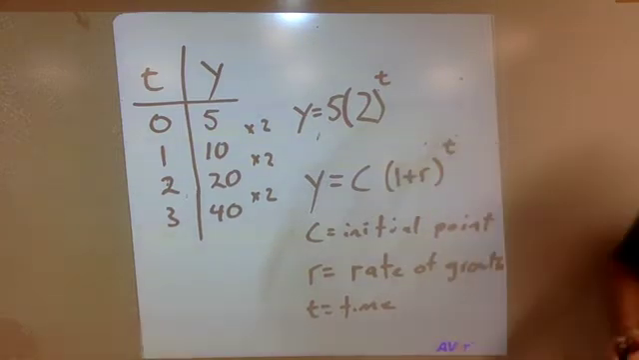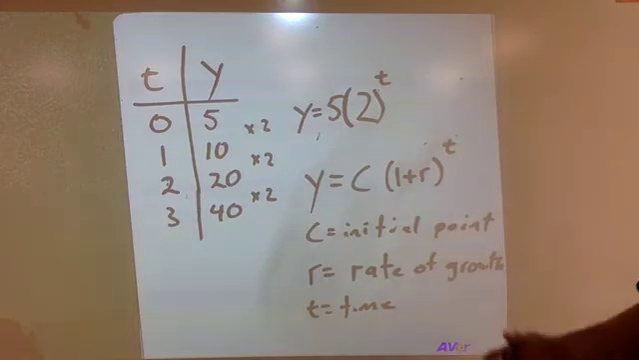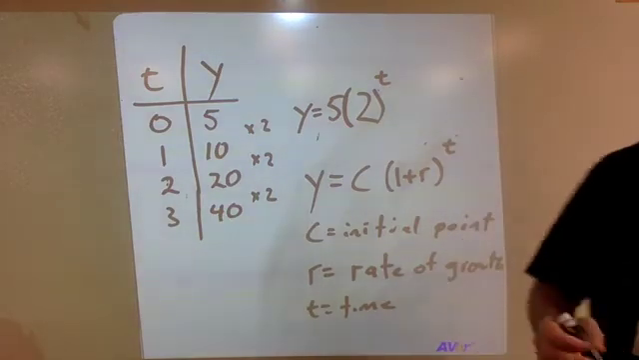Now, why is that 1 there? That's the confusing part to this equation. Why is that 1 there?